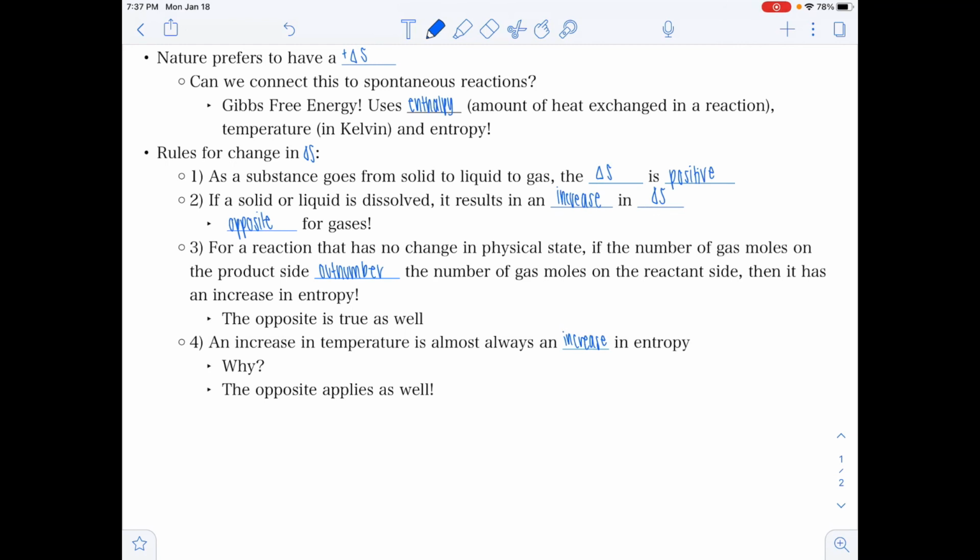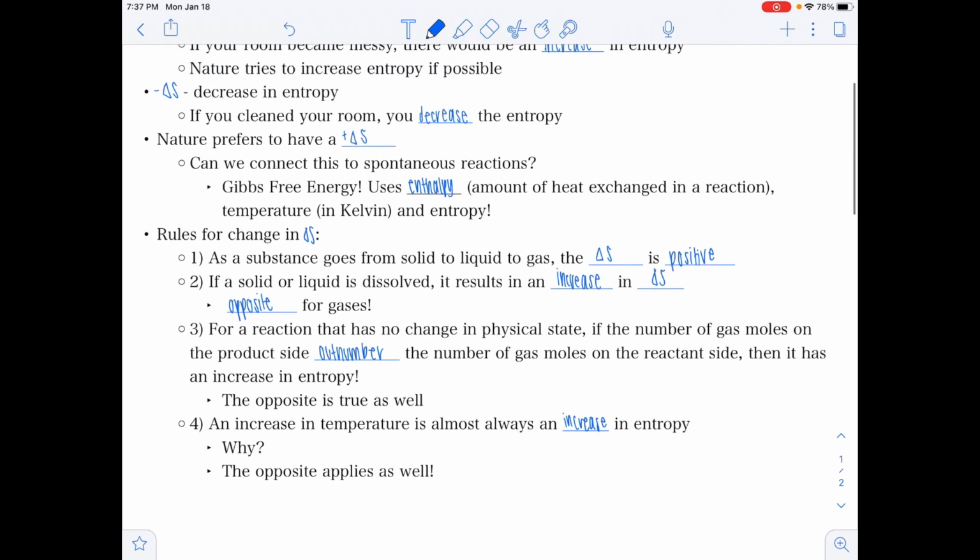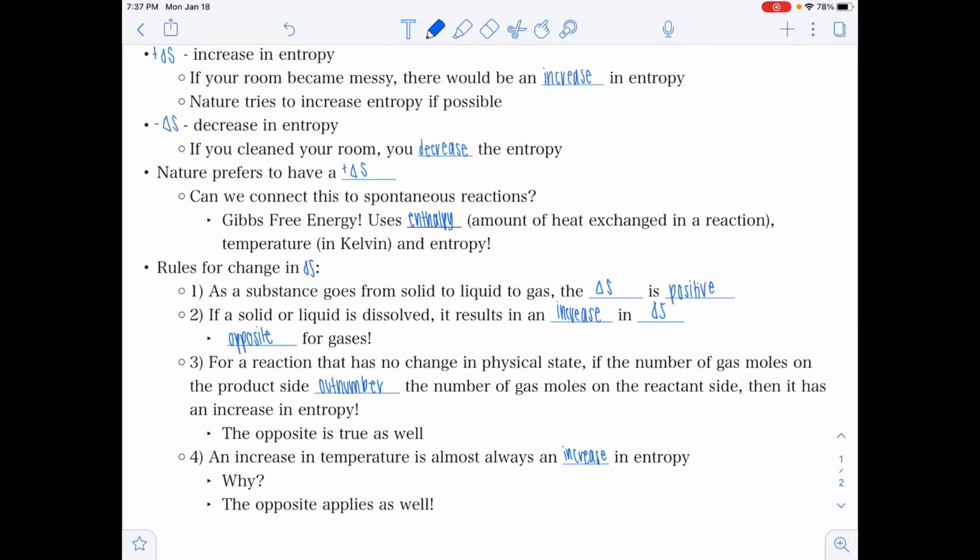And so the opposite applies as well if you're having a lower temperature, if you're having a decrease in temperature, right? The kinetic energy is going to be decreased, these particles are going to be moving around less, and there's going to be a decrease in entropy. So those are the general rules for change in entropy, and this is just a general overview of entropy.